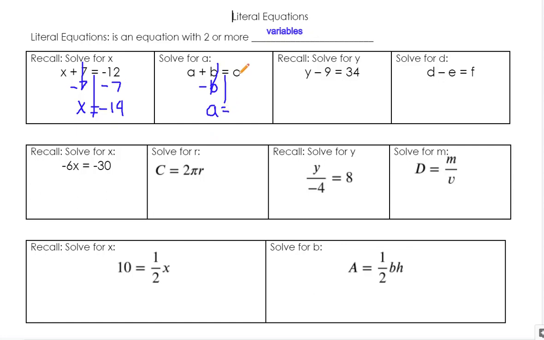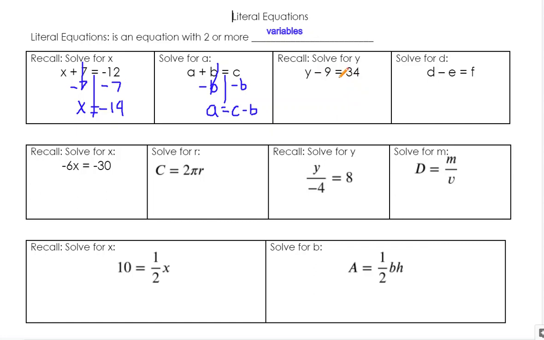All right, so then what do I do on this side? Well, I have to do the same thing. I have to do minus b to this side, right? Can I do c minus b? No, I can't, because they're not like terms. So my answer would just be a equals c minus b. And that would be my answer. Okay? Let's try another one.